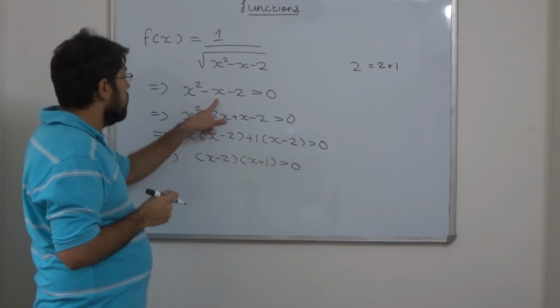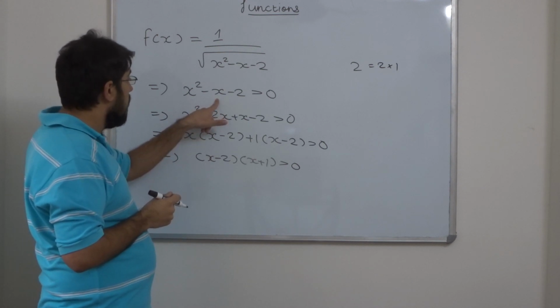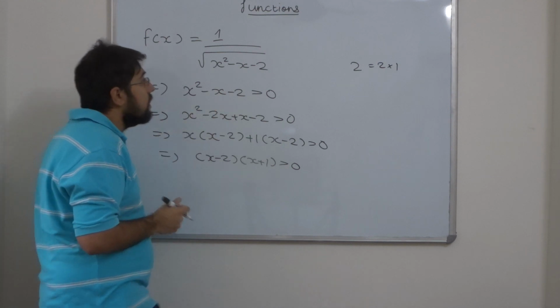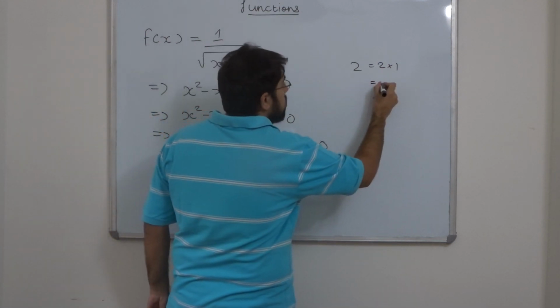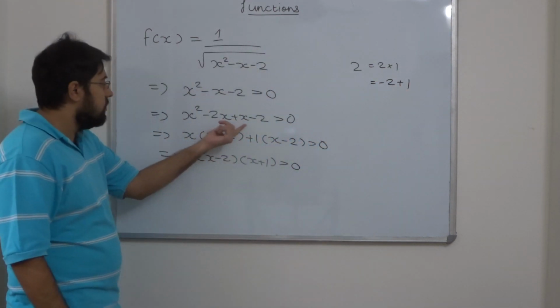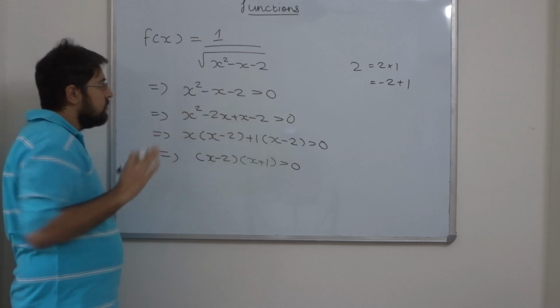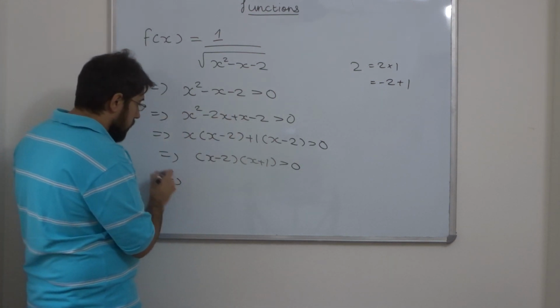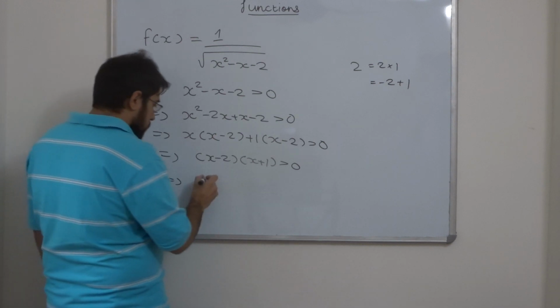But now there's a problem. Here we have x, isn't it? So whenever you have x, you will always do this. Negative 2 plus 1. Like I split the term here: negative 2x plus x. That's how you do it. And now what do we get? What do we get, guys?